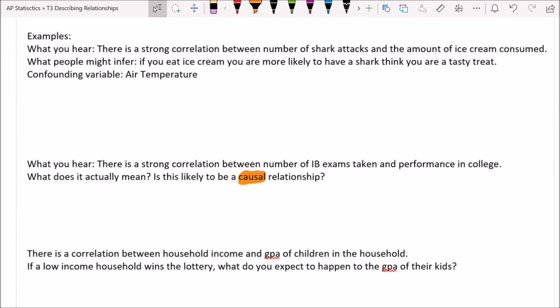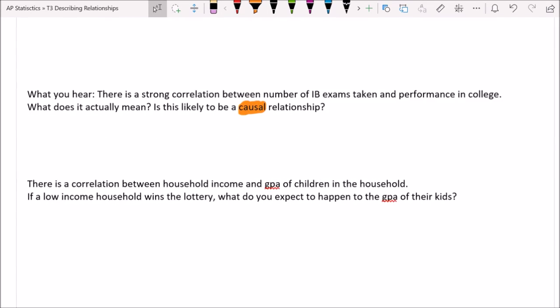Okay. Here's another one, and this is a real one as well. There is a correlation between household income and GPA of children in the household. So basically what this is saying is if you come from a household that has a higher income, you are on average more likely to have a higher GPA as compared to someone who comes from a lower income household. And if you think about it, that kind of makes sense. There's potentially quite a bit of privilege that comes with your income or your socioeconomic status. And so you have some advantages or some disadvantages depending on that.